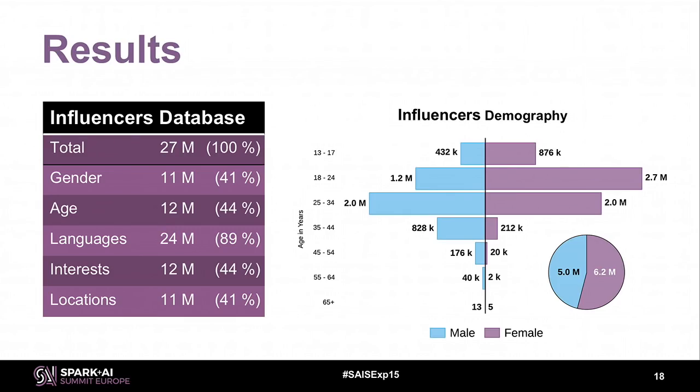And when the job is finished, we get some results. Right now we have a database of 27 million influencer profiles. 90% of them are enriched with languages, 44% enriched with age, gender, interests, and location. On the right side of the slide, you can see a demography of our influencers. Obviously, it's 50-50 male and female, most of them between 18 and 34 years old, younger women, older men.